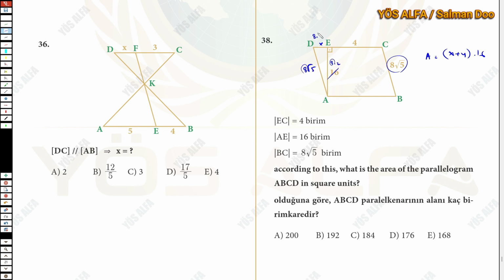So we can find that something by using Pythagoras theorem. So DE square is root 5 square minus 2 square. Okay, this is 5 minus 4, which is 1. The square root of 1 is 1, so we have 8 times 1, which is 8. So we found DE. So let's substitute 8 over here. We have 12 times 16, so our area is 192. The answer is B.